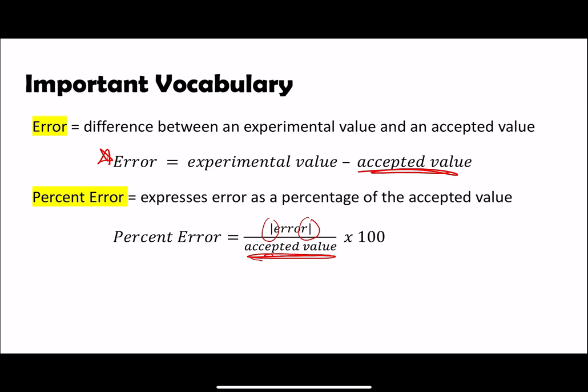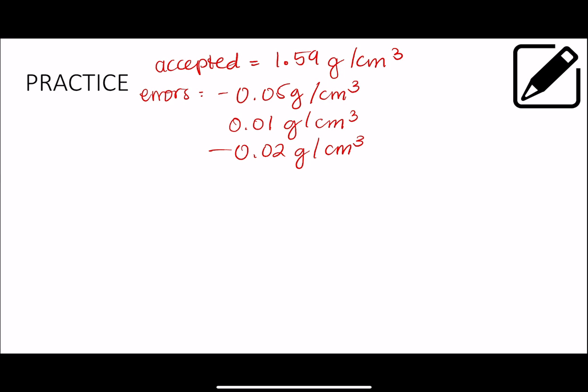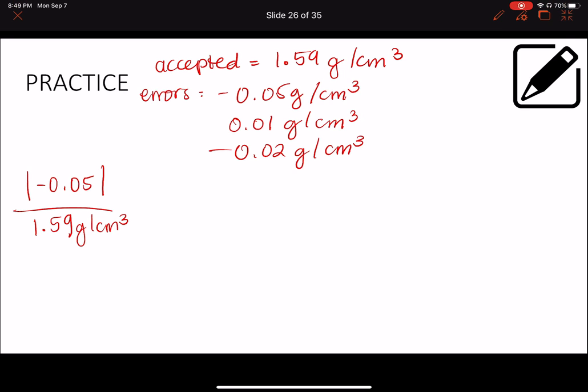If not, then here it is again. We're taking a look at this one right here, percent error. So let's do the first one. Right, so percent error. We're going to take our value. So here's our absolute value bar. So negative 0.05 over your accepted value, grams per centimeter cubed. You want to add your units. Units are very important, especially in chemistry, times 100.